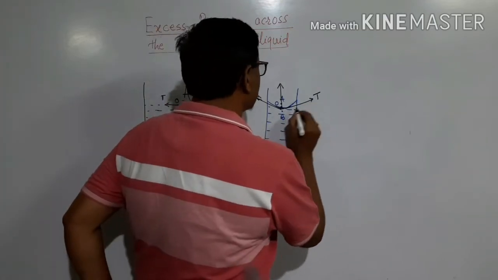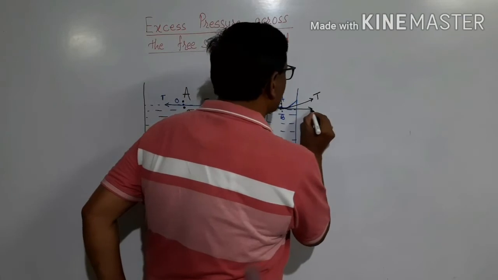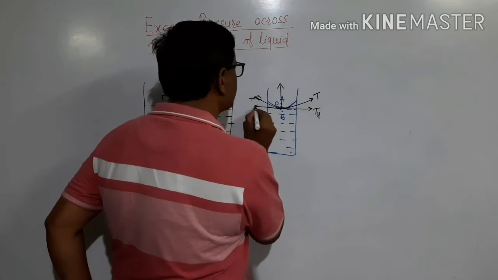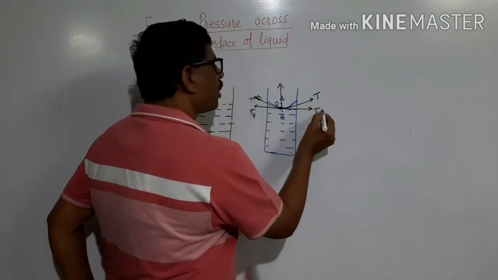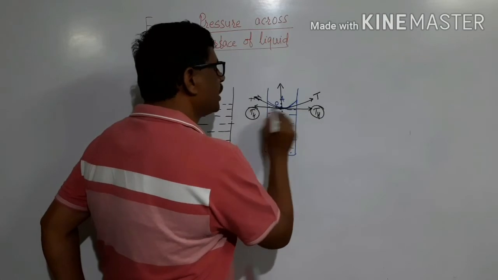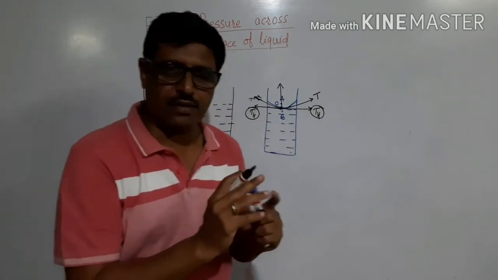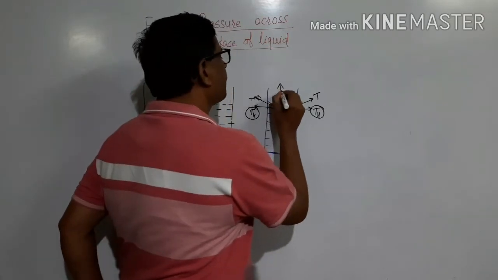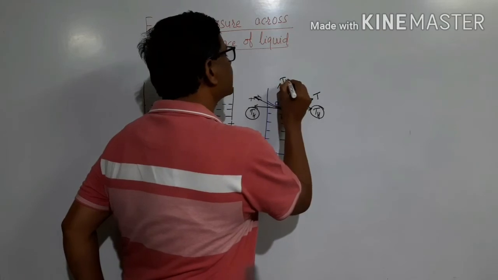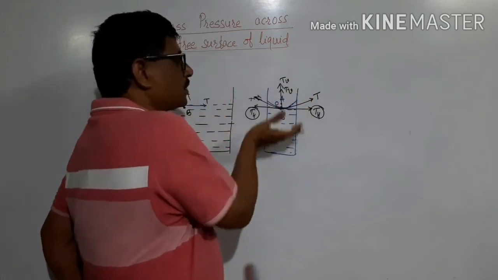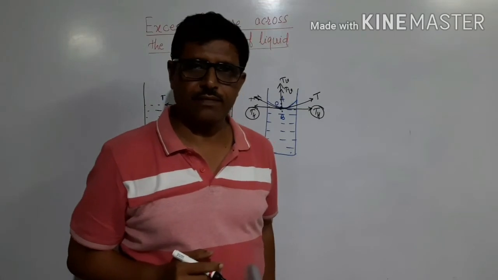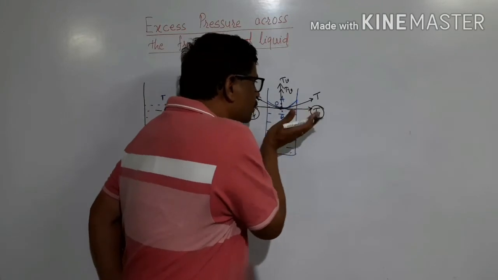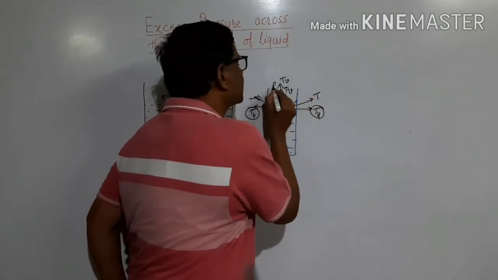This force of surface tension, which is represented by T, is resolved into two components. This is the horizontal component of force of surface tension, and horizontal components cancel each other because they are on the same line and in opposite direction, but the vertical components of force of surface tension add with each other. Therefore, resultant of force acting on the concave side is vertically upward. This is the resultant.